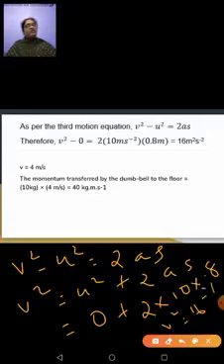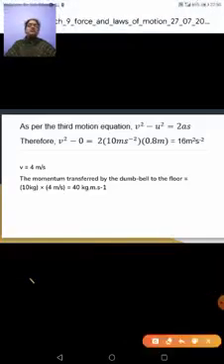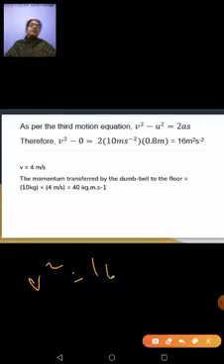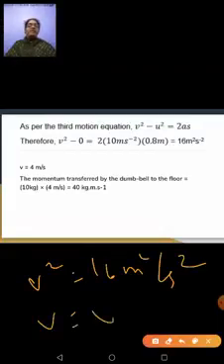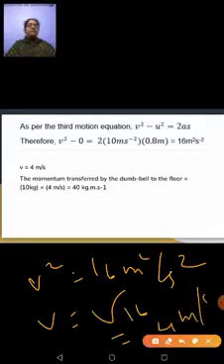meter square per second square. So your v square is 16 meter square per second square, which means your v will be root 16, that is equal to 4 meter per second. Got it?